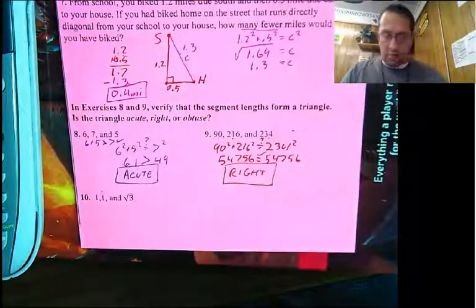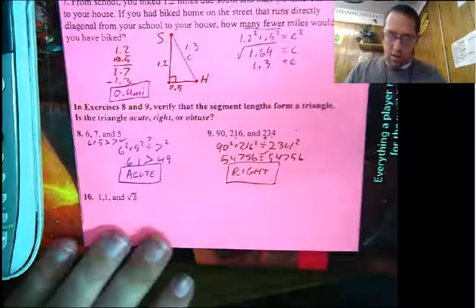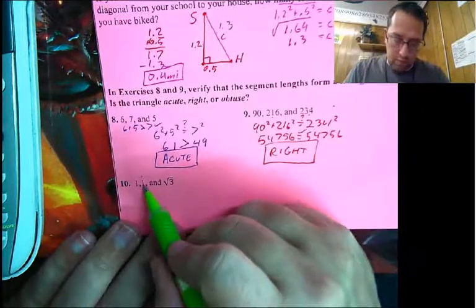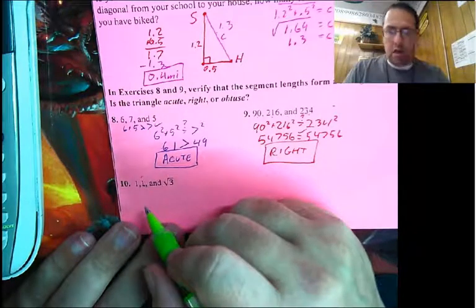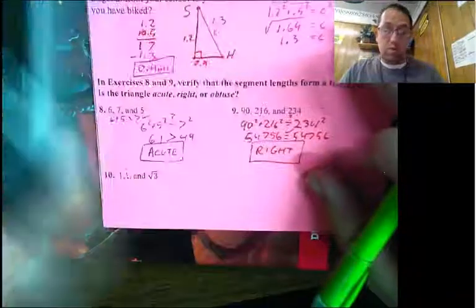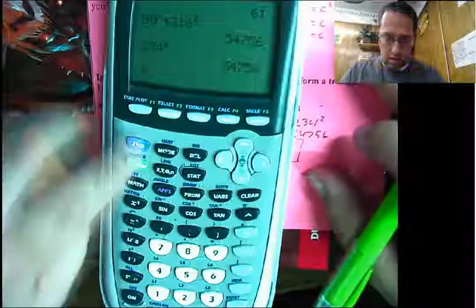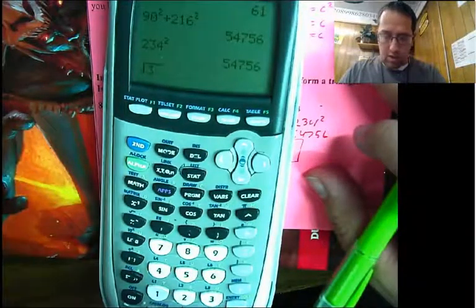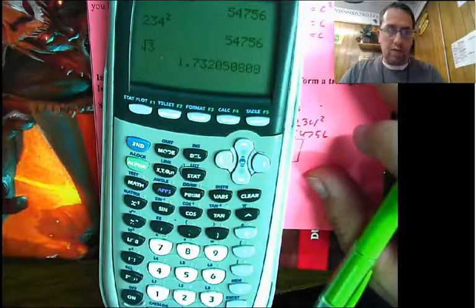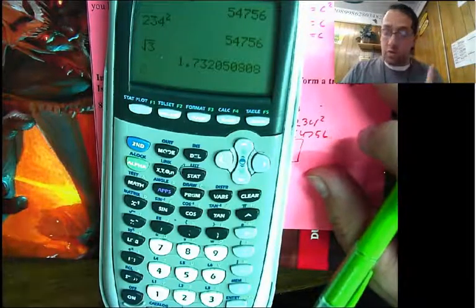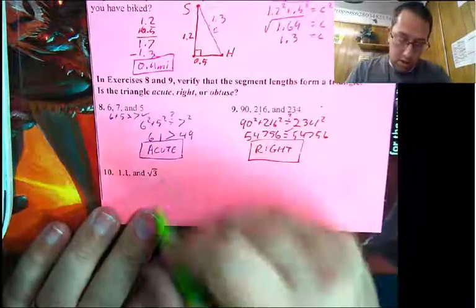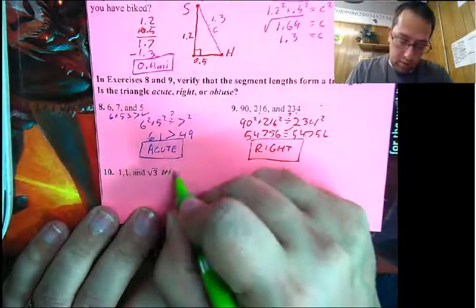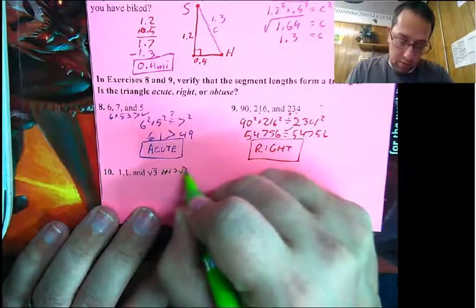All right, last one. Let's see. Does 1 plus 1, is that more than the square root of 3? Well, for that, you kind of got to know what the square root of 3 is, don't you? Well, let's find out. Square root of 3 is 1.7. And 1 plus 1 is 2, which is more than 1.7, so this is going to be a triangle. So just to verify, 1 plus 1 is greater than the square root of 3, so that checks out.